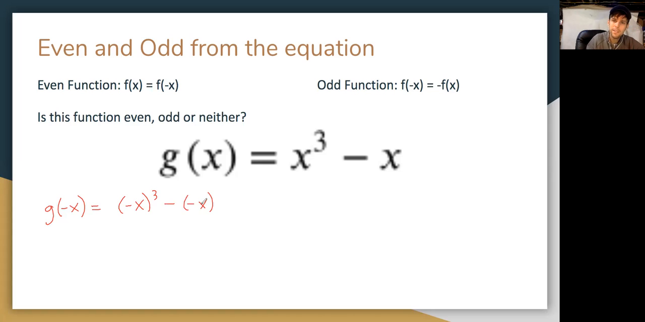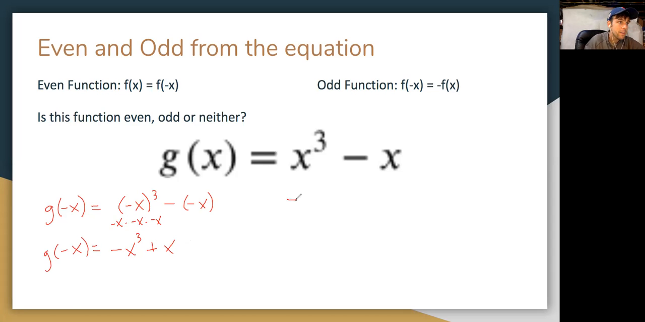And so everywhere there's an x, I put a negative x. Well, this is really negative x times negative x times negative x. A negative times a negative times a negative is a negative. So this becomes negative x to the third. And then here, minus negative x just becomes plus x. So with a little simplifying, this is what we end up with, that g of negative x equals this.